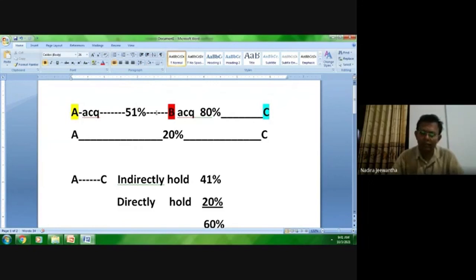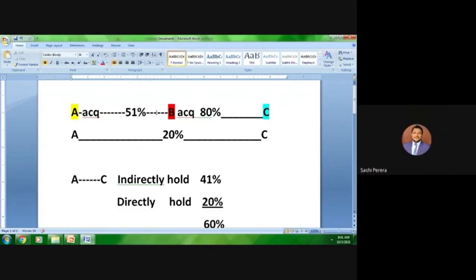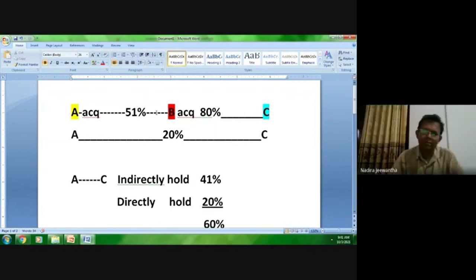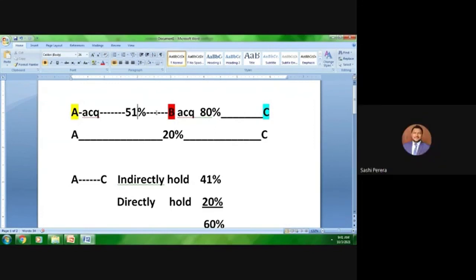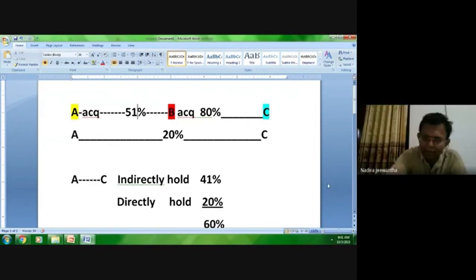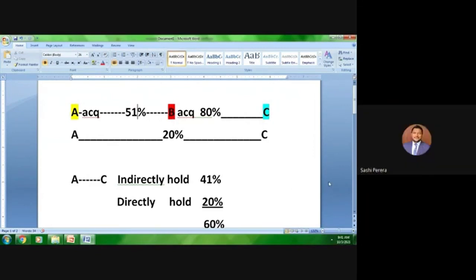Sir, I have one question. As you said, the 51% share owner can appoint directors for a company, no? So who pays the salary for them? Is that the company or the?